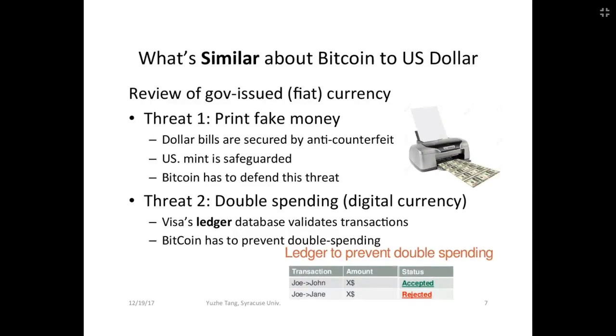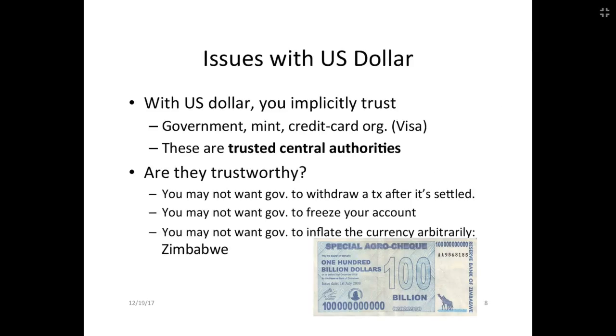So Bitcoin is another kind of digital currency. It has to prevent double spending as well. So those are the things that are similar about Bitcoin compared to a conventional currency, the US dollar. There are some problems, or something that can be improved about the US dollar.